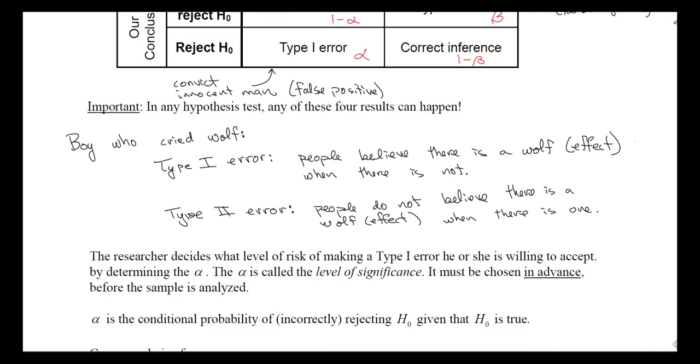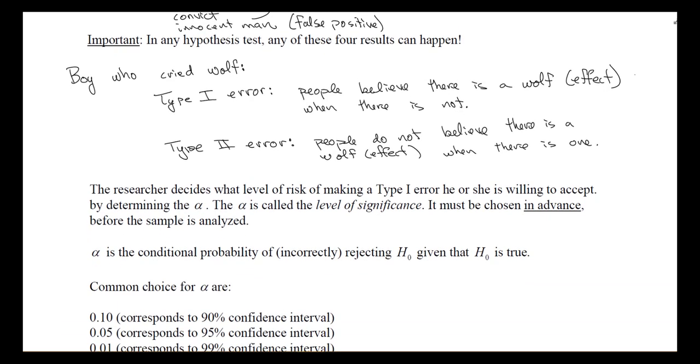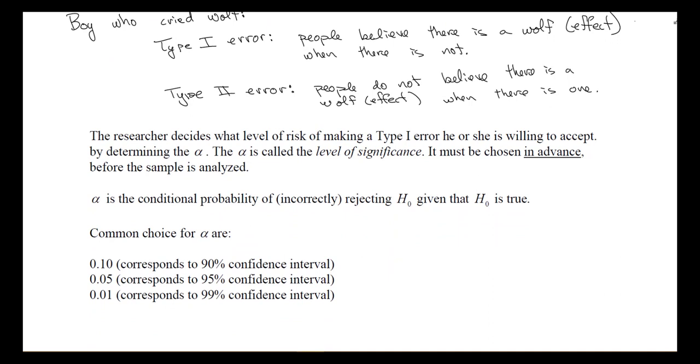So basically the alpha ends up controlling the level of risk of making a type 1 error. Because remember, alpha is the conditional probability of rejecting H0 given that H0 is true. This is what we call the level of significance, and you have to choose it in advance, before you analyze the sample. Common choices for alpha, and we've seen these before, are 0.1, 0.05, 0.01. Like with confidence intervals, if we had 0.1, where does the 90% come from? Take 0.1, subtract from 1, you get 0.90, which you convert to a percent. So those should look very familiar to you.